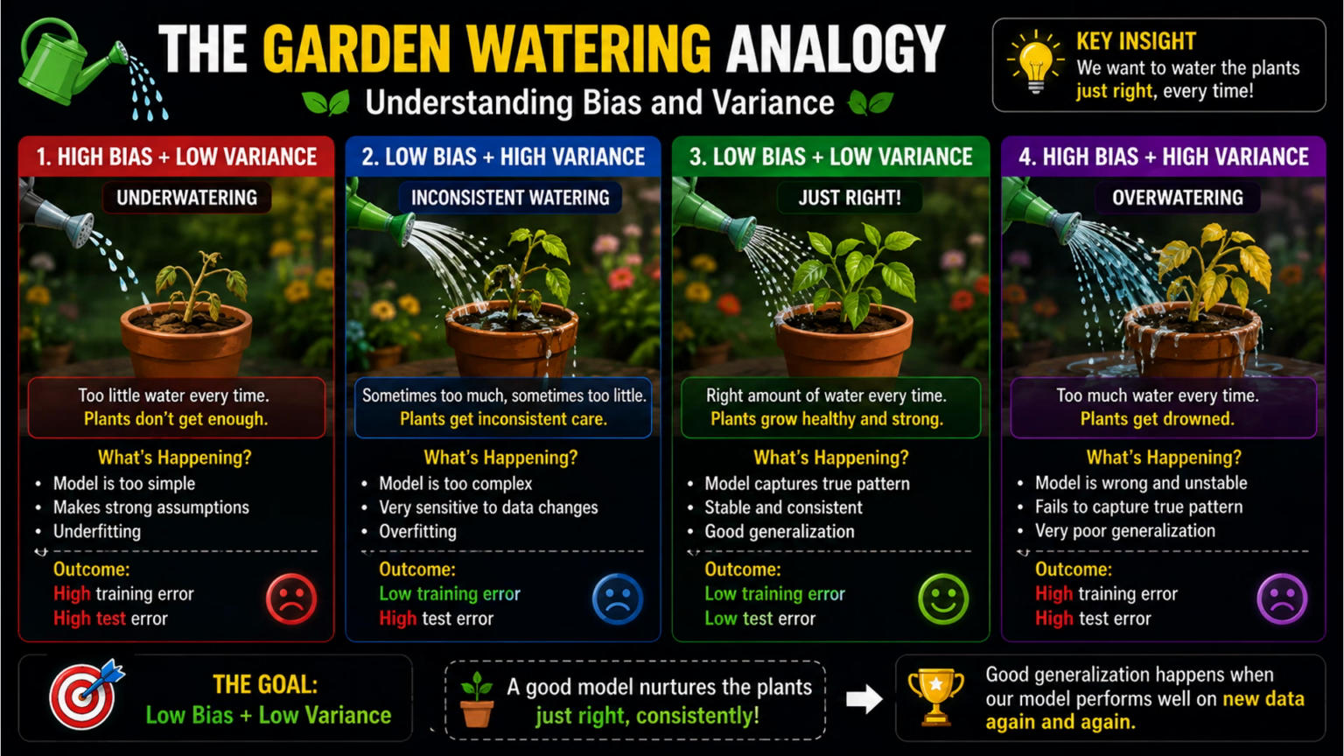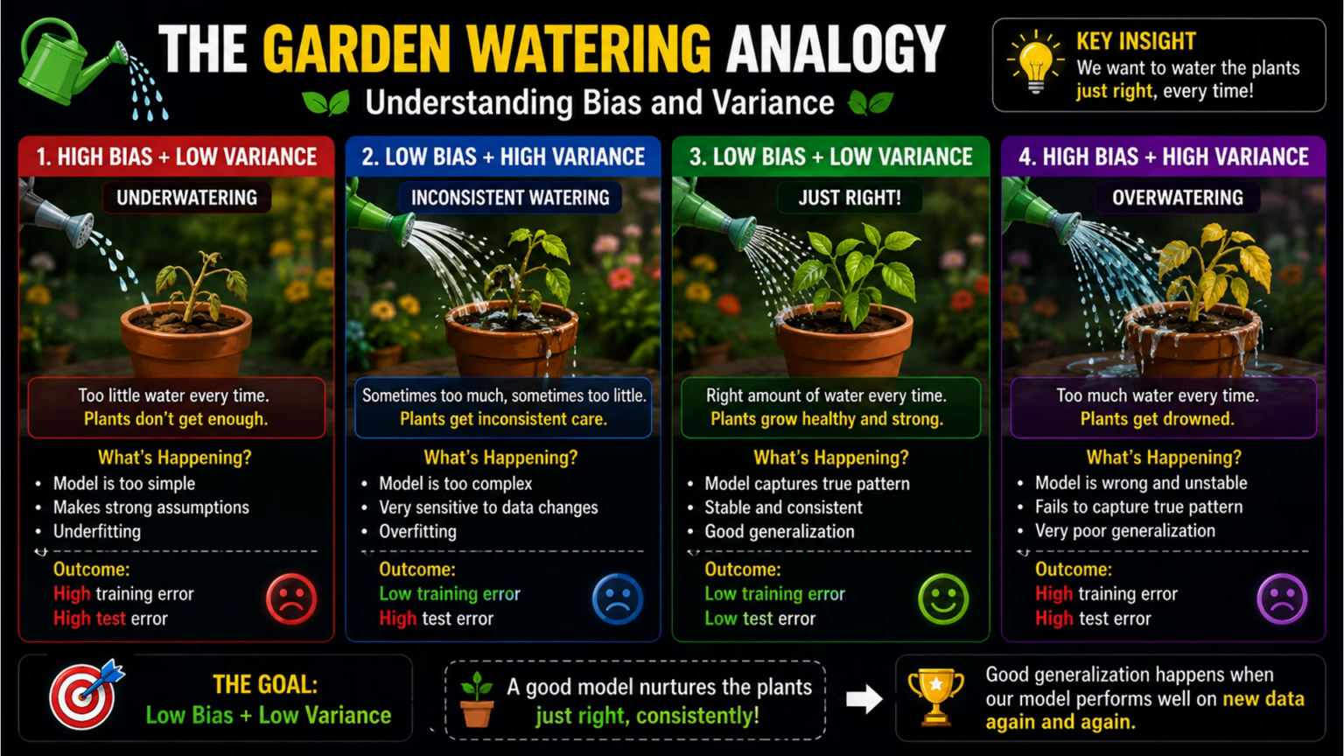Let's take another analogy. Here we have high bias and low variance, which is underwatering. Too little water every time, so plants don't get enough. Next is low bias and high variance. This is inconsistent watering. Sometimes too much, sometimes too little. Plants get inconsistent care. The next is low bias, low variance: just the right amount of water every time. So plants grow healthy and strong. And the next is high bias, high variance, overwatering. Too much water every time, and plants get drowned.